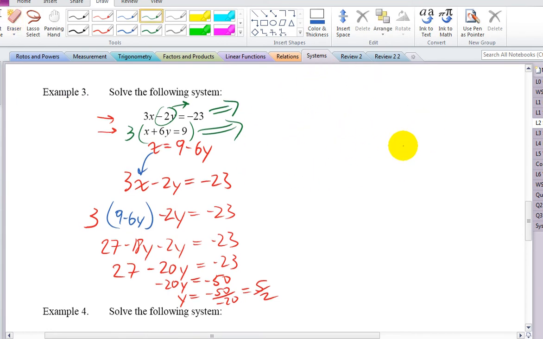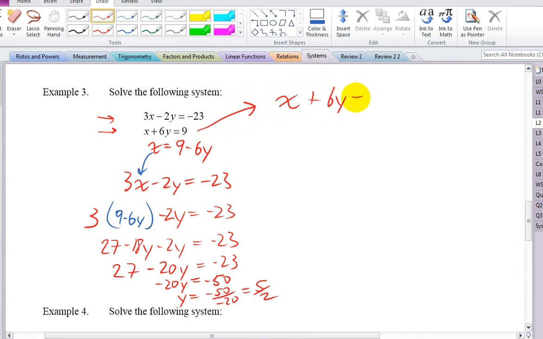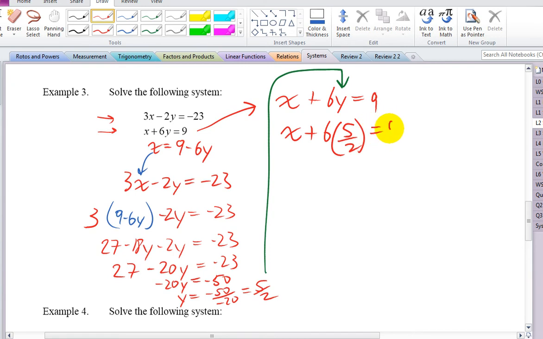Now what you could also do, since you know the value of y, is substitute it in. And you're going to need some help with that. Which equation do you want to use? The top one or the bottom one? Bottom. Let me erase this first. Okay, so we're going to use the bottom equation. x plus 6y equals 9. And then we're going to substitute in the 5 over 2 for y. So we get x plus 6 times 5 over 2 equals 9. Don't be scared of that. It'll be okay.